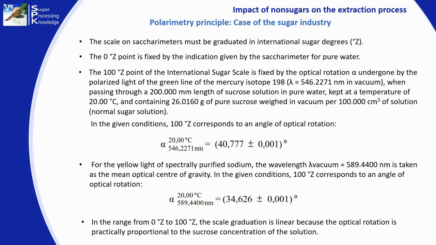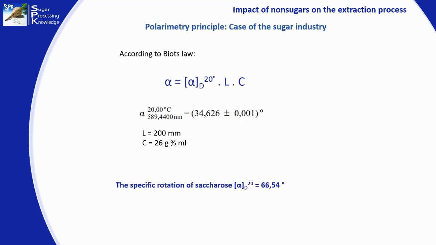According to Biot's law, for the case of normal sugar solution, we can calculate the specific rotation of sucrose. For the angle of rotation of 34 degrees, for the length of 200 mm and for the concentration of 26 grams per 100 milliliters, the specific rotation of sucrose is 66.54 degrees.